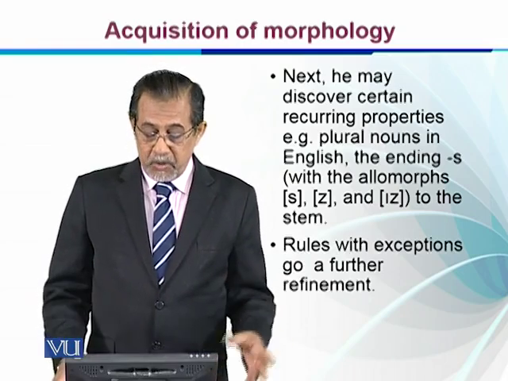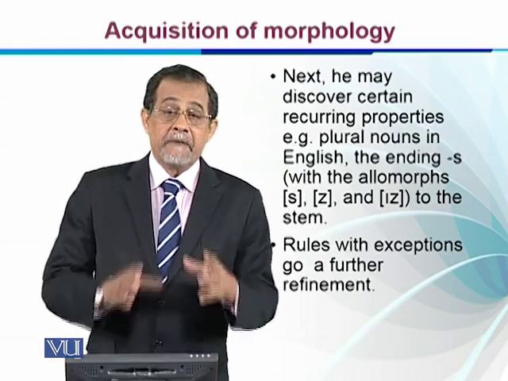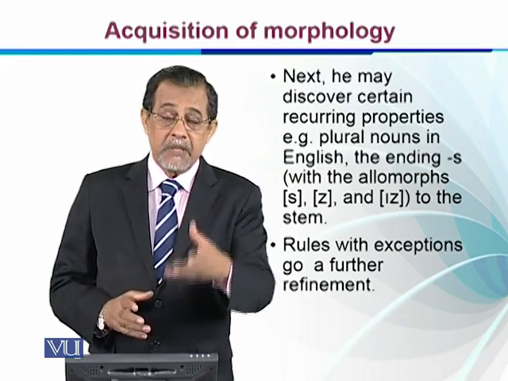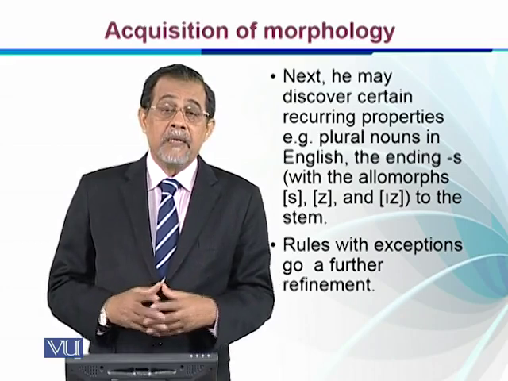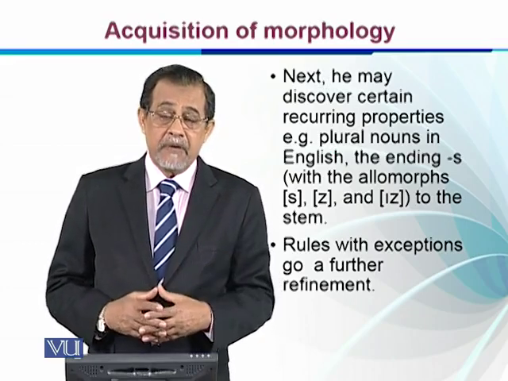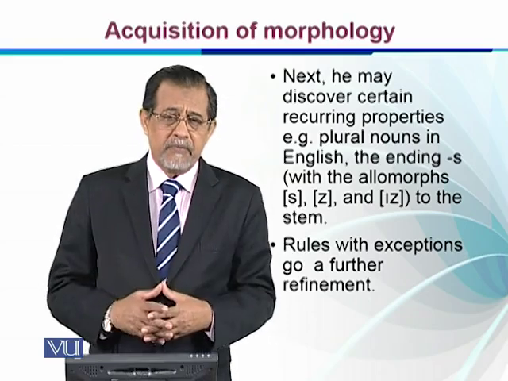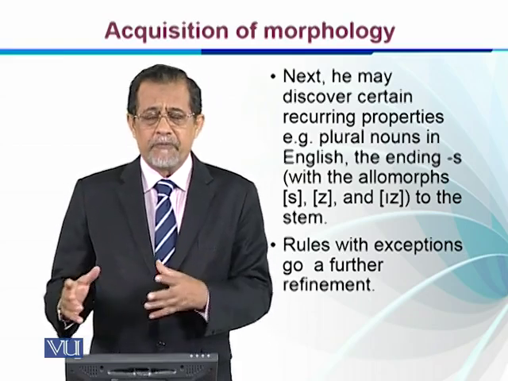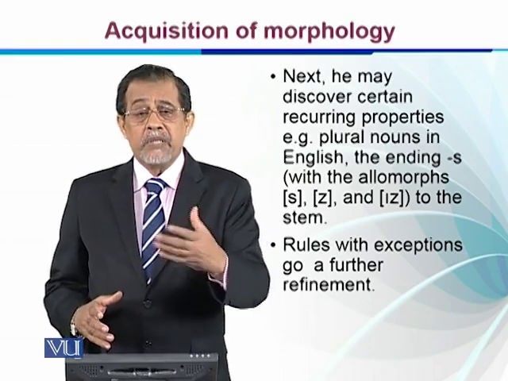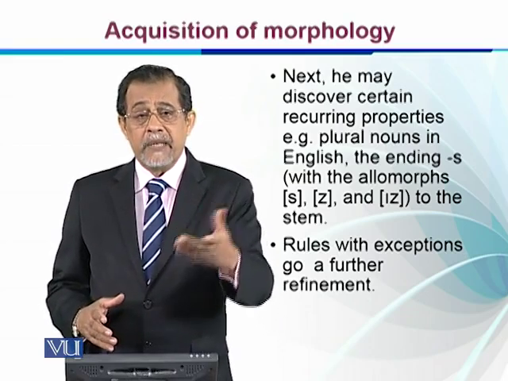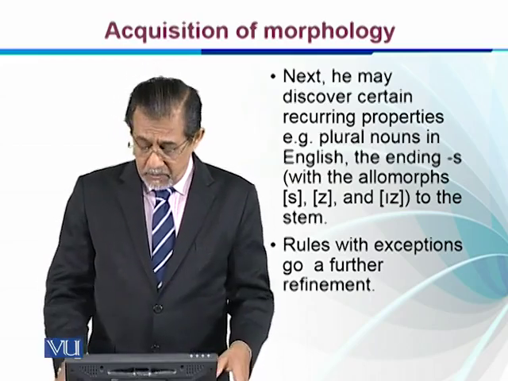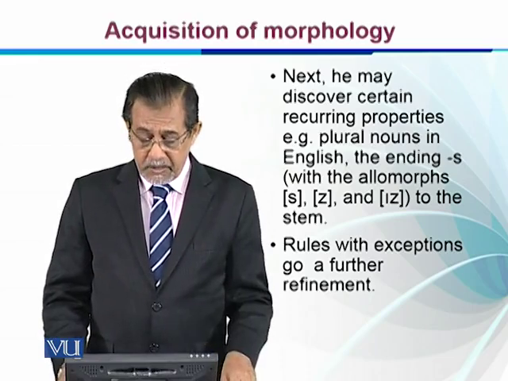Rules with exceptions undergo a further refinement. So obviously there are certain exceptions in the case of plural nouns. For example, deer does not have a plural, an exception where we have a zero morpheme, or where there is a word which has come to English from another language and is made plural on another basis, or there is an affix to it.